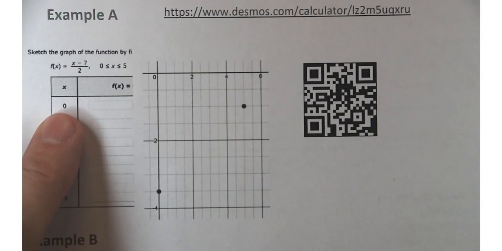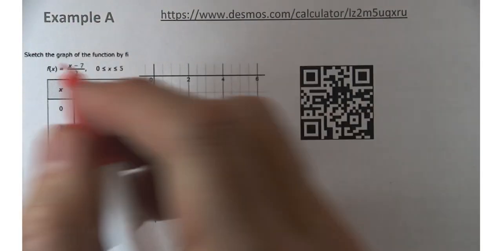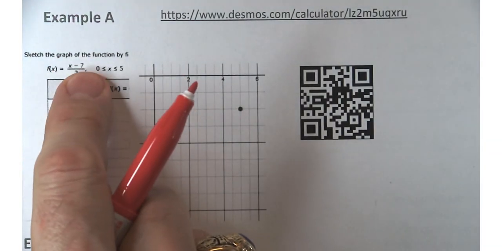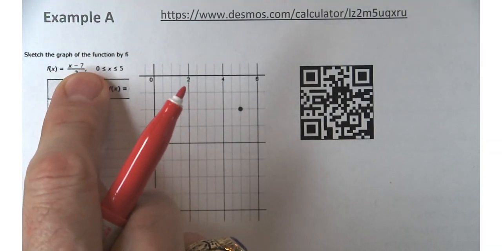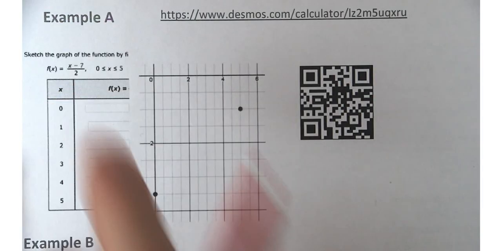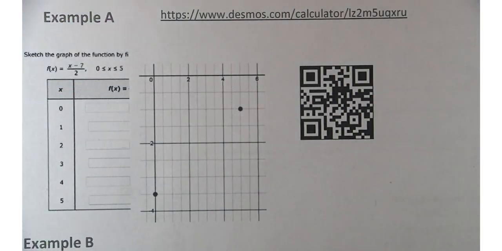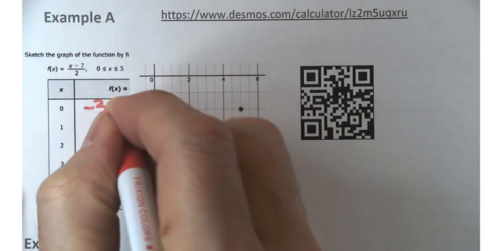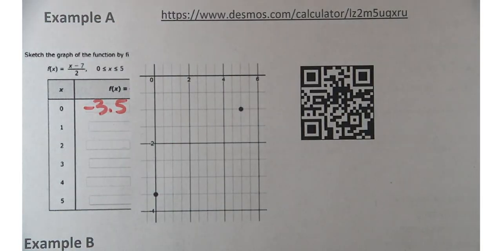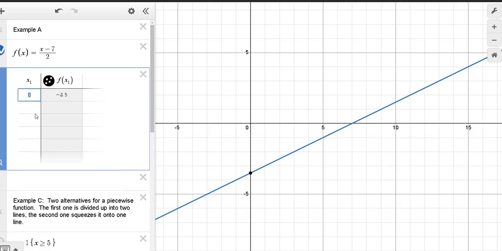Now f of 0, you can probably fill that one in your head. 0 minus 7 is negative 7 divided by 2, negative 7 halves, or negative 3.5. But if you have to do a lot of these, like 5 or 6 of them, it's not a bad idea to get technology involved. So that's what I did for you on this Desmos link.